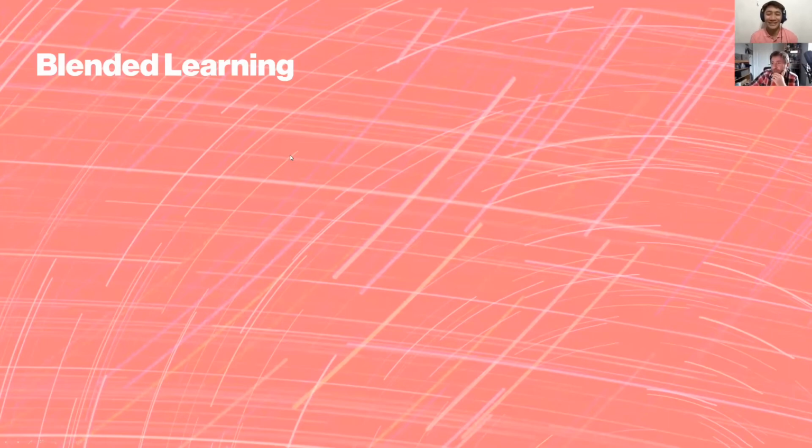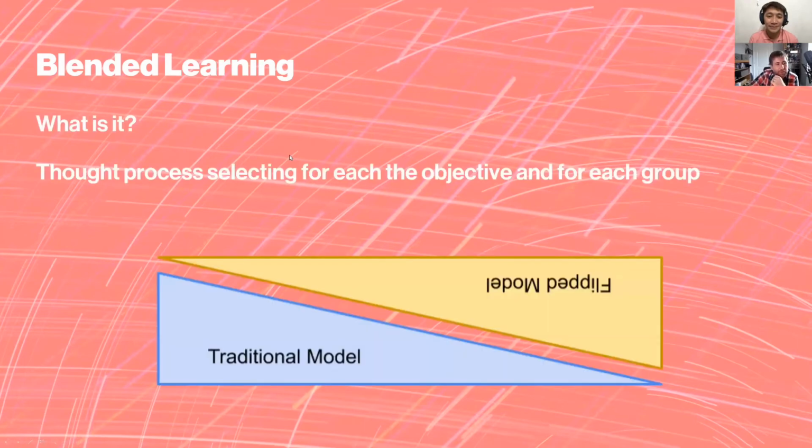So blended learning, we'll do it quickly, and then we'll move on to the Q&A. Blended learning or hybrid learning for me is a process of selecting for each objective and for each group, each class, it could even be for each kid, where you're going to be on this sliding scale. Are you going to be way over here teaching in a traditional model, all the learning belongs to the teacher in the class, or are you going to be over here teaching a more flipped model? Actually you're going to show them the information out of class and they're going to come in and do some work in class.